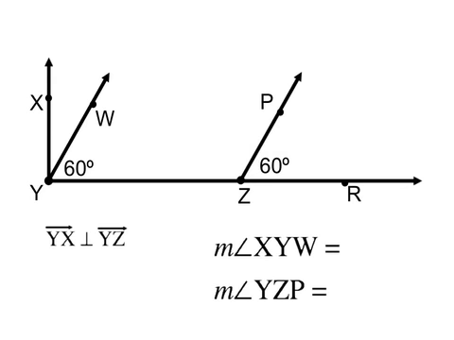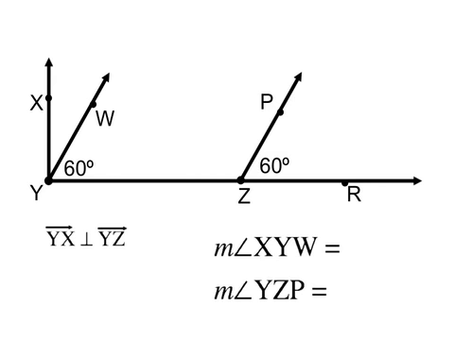Here's a diagram, and we're given that ray YX on the far left is perpendicular to ray YZ, which is horizontal. And we're also given two measures. We're given the measure of WYZ as 60 degrees, and angle PZR is also 60 degrees. Our job is to find the measure of angle XYW and the measure of angle YZP.